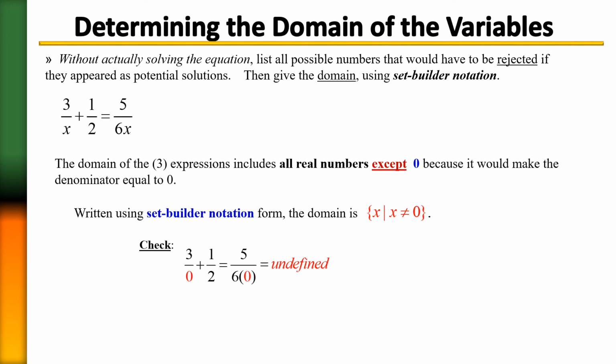So therefore, we have found the potential number that would have to be rejected. If I were to go through the motions of solving this equation and got x equals 0, I would have to throw out or reject that as a potential solution. Why? Because that number is a number that would make the bottom undefined. And there you have it, determining the domain of rational equations.